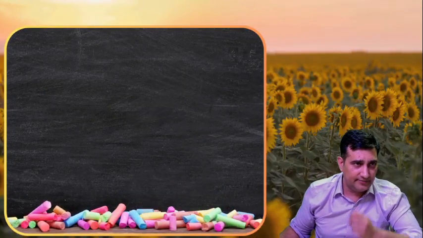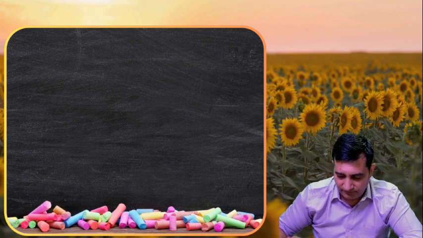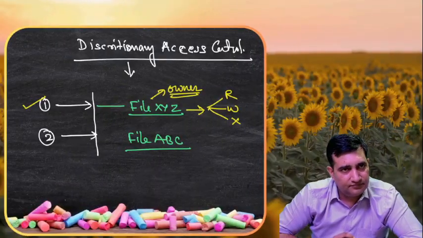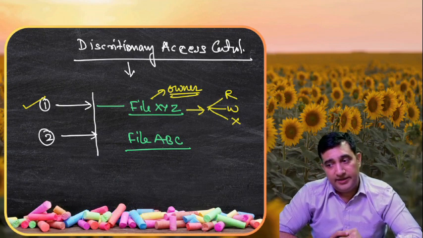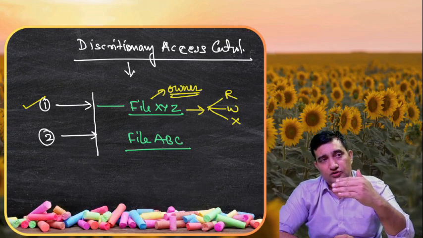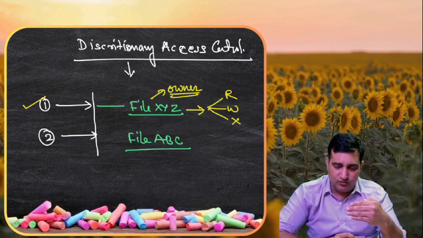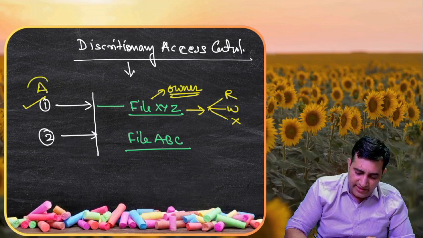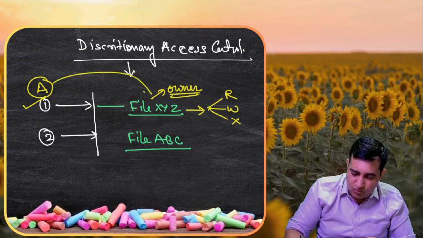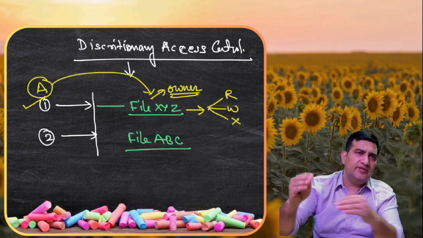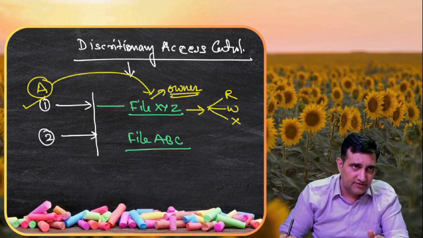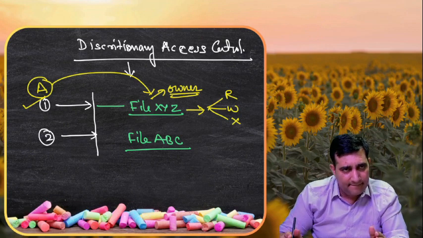Yeah, go ahead, sir. Can we say that discretionary access control is totally dependent upon the data owner's decision? Yeah, it is the owner who is logged in. Let's say user A has logged in. This data relates to user A, and he is the owner of that particular file, so he can share it with anybody he wants. Okay, so basically data owner.